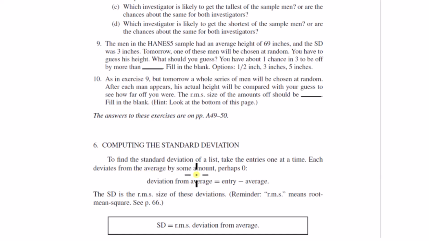Each deviates from the average by some amount, perhaps 0. So they're saying perhaps 0 because, yes, when you sum the squares, 0 squared is 0, so that's not going to contribute to the sum of squares. But that still is relevant because you're going to include that as one of the points. So when you take the mean of the sum of the squares, that 0 is a point, so that's included in the count, right? So the deviation from the average is the entry minus the average. And it might be negative, it might be positive, it doesn't matter because you're squaring that value, that deviation anyway. And then, find the RMS of those deviations from the average.